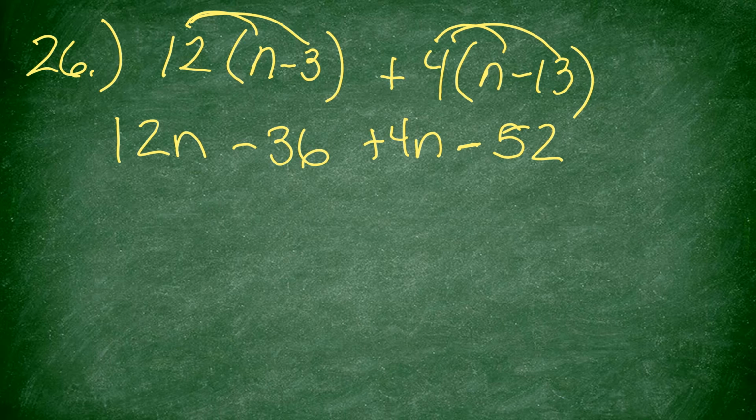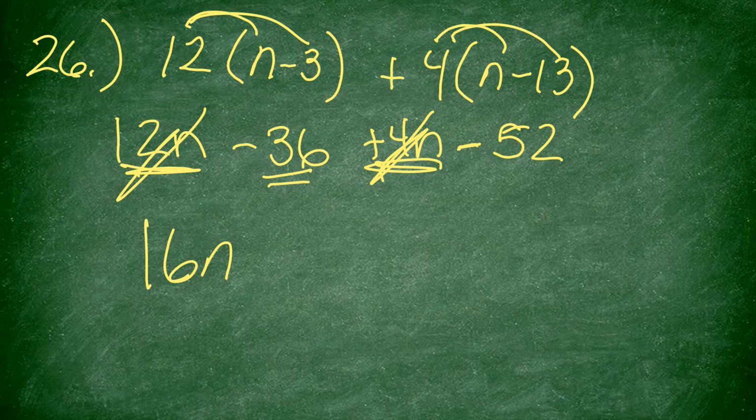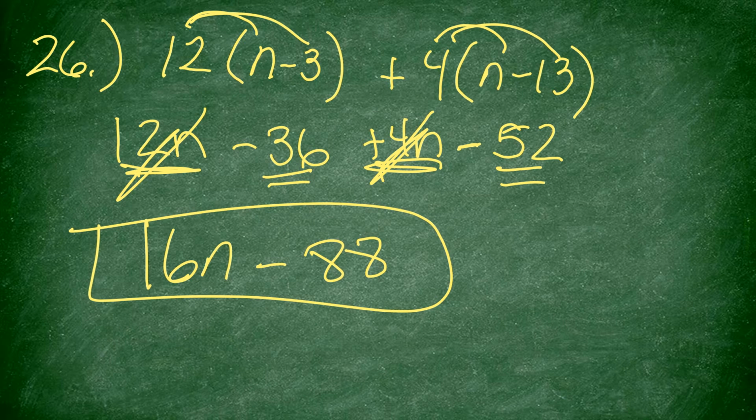52. Now we just go back to our like terms. N's go with n's, so I get 16n. Cross them off, because I'm done with them. Minus 36, minus 52, that's minus 88. Okay?